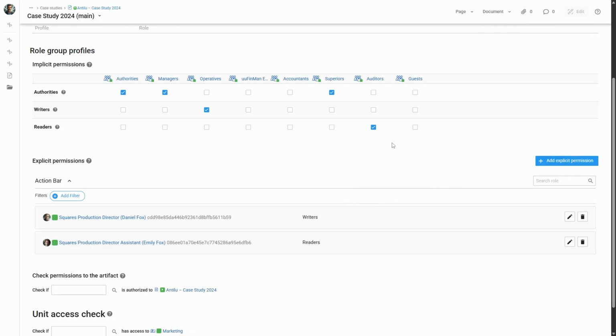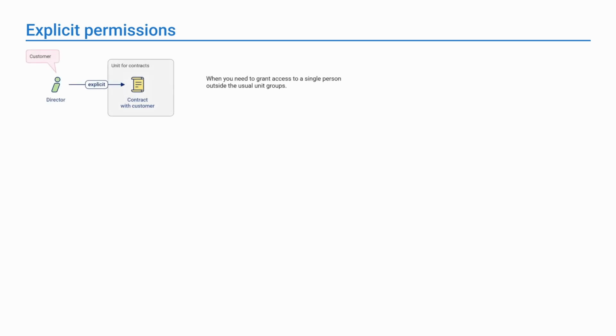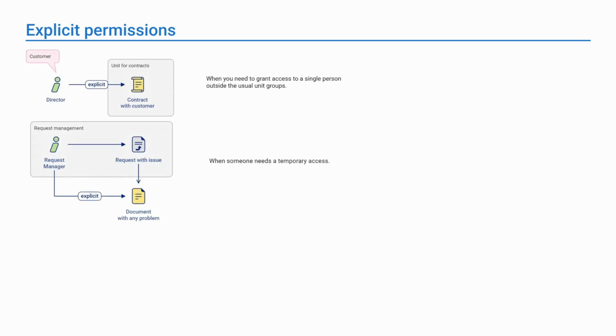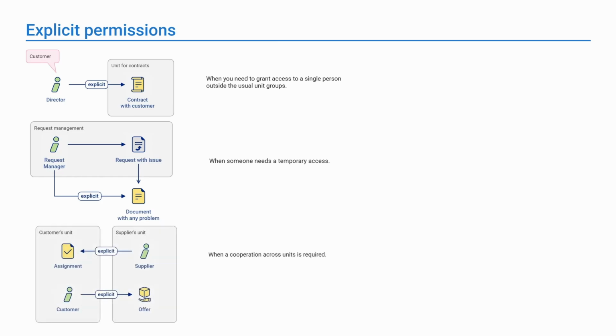Once added, the user will appear in the explicit permissions list, showing exactly what access they have for this document. Remember, explicit permissions give you flexibility when you need it. But for everyday work inside the unit, implicit permissions are the smarter way, keeping access simple, consistent, and aligned with the unit structure. Use explicit permissions only when someone outside that structure needs access to a specific artifact.